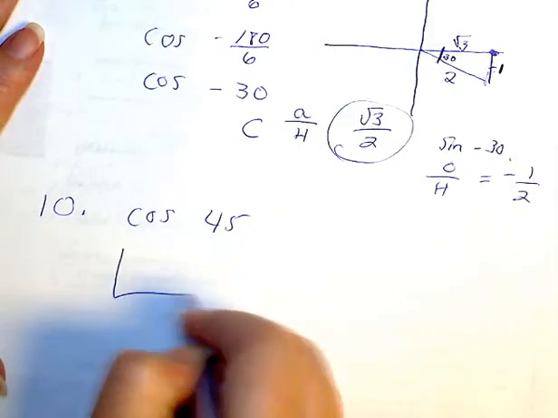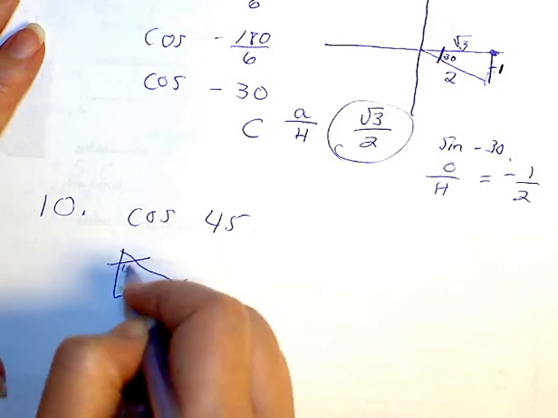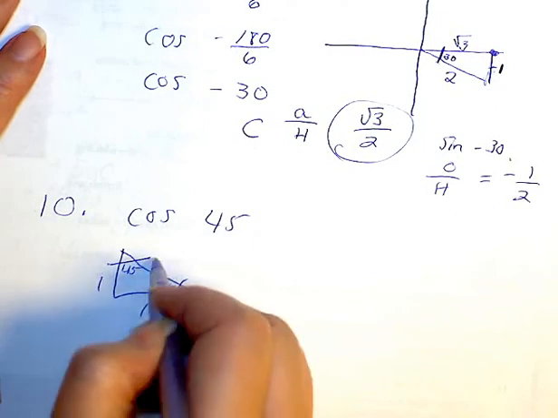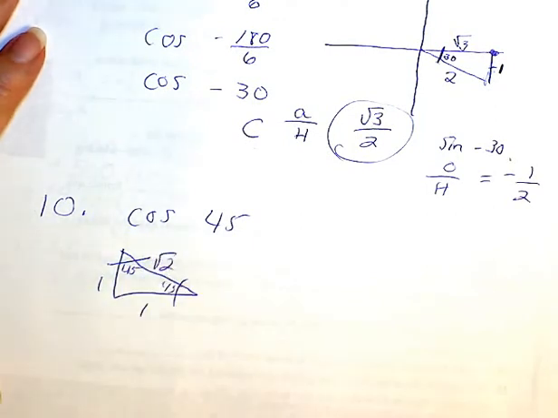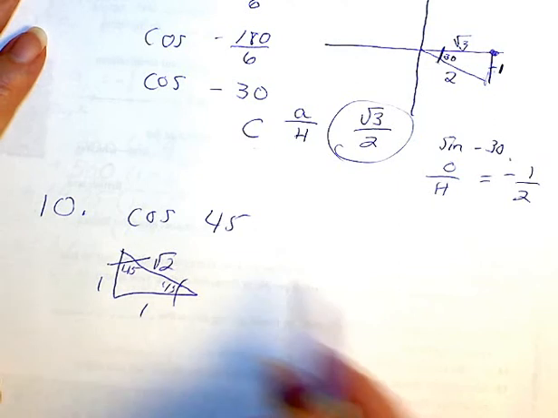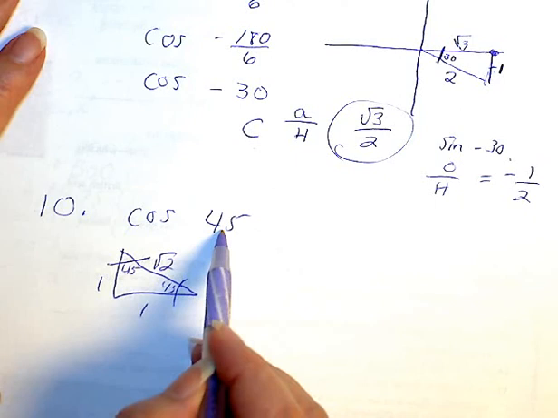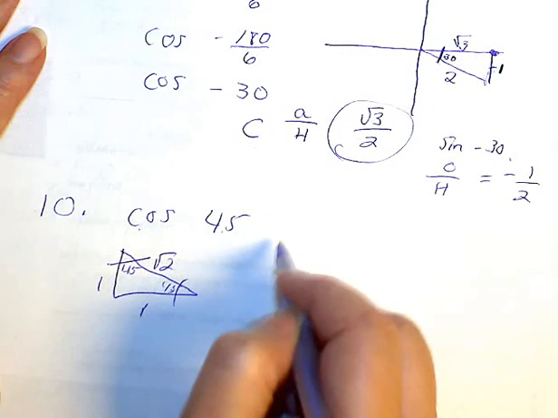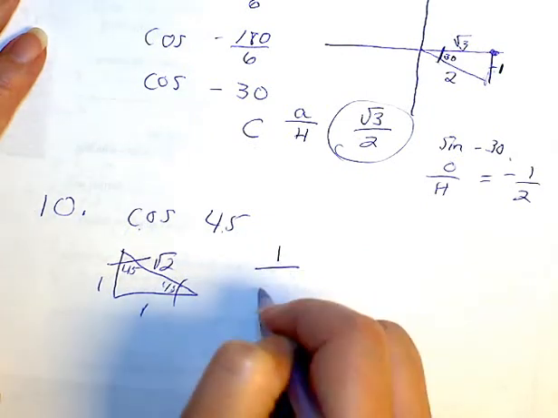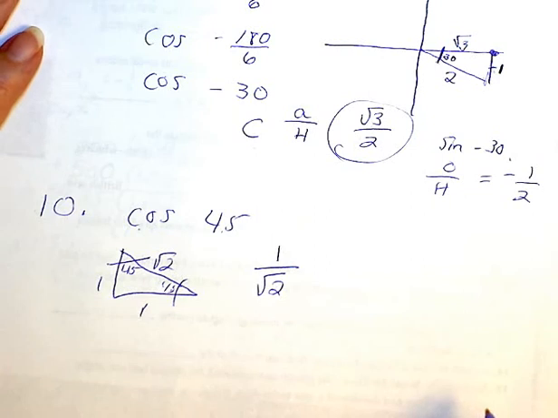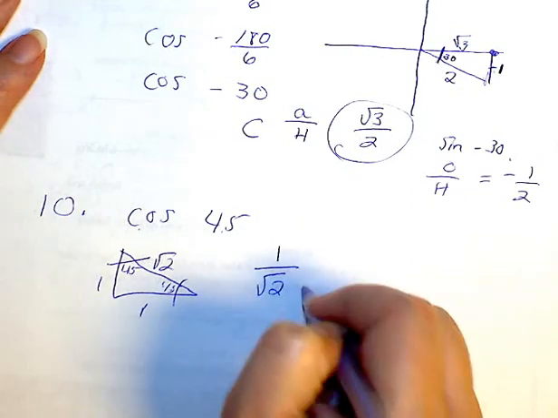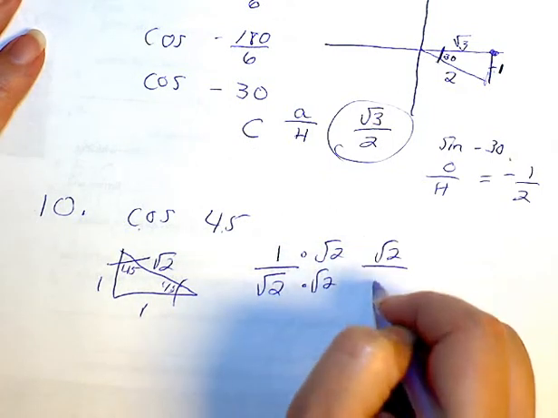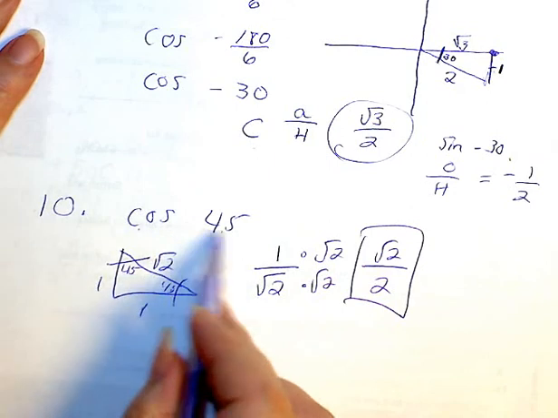So we have our 45-degree triangle: 1, 1, square root of 2. For cosine of 45, we have adjacent over my hypotenuse. So we have 1 over square root of 2. Can't have a square root on the bottom, so I have to multiply by the square root of 2. So square root of 2 over 2. And it's cosine 45, so it's also positive.